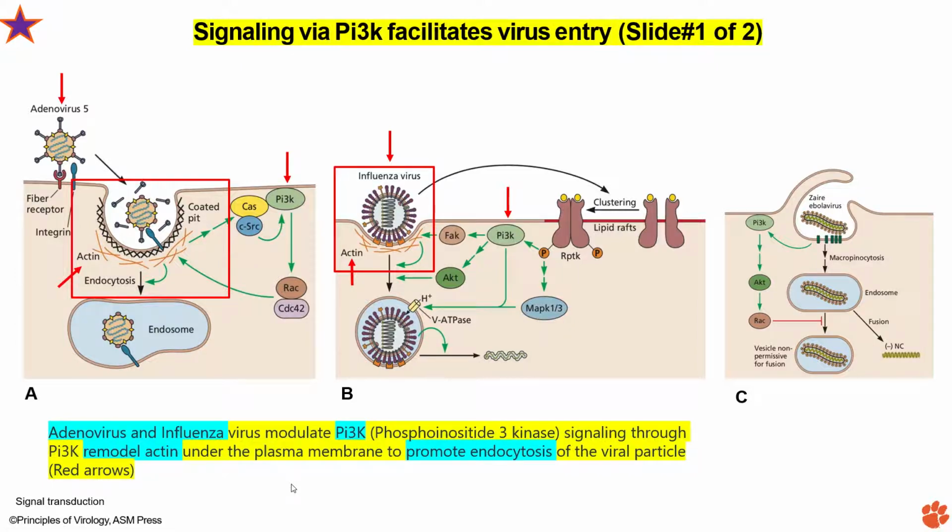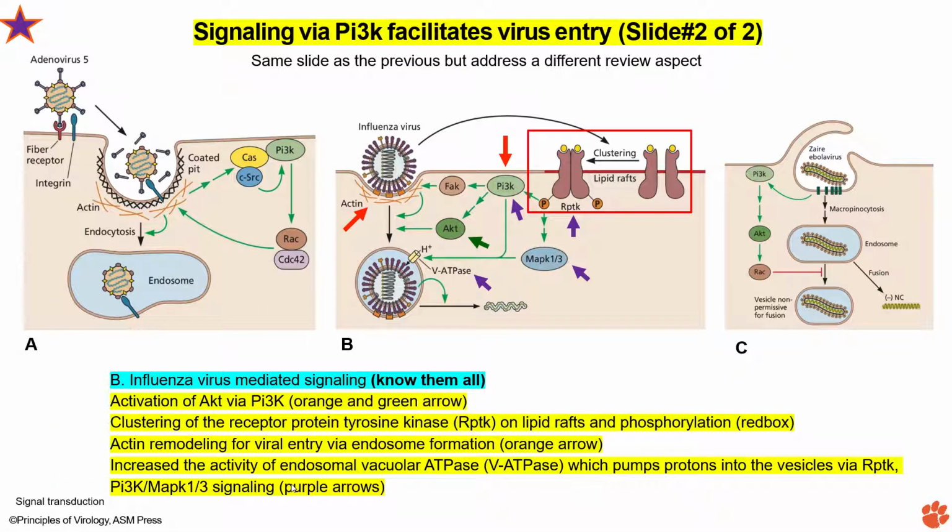Then, same slide, second question. So right here is signaling via PI3K, and here we can ask specific to influenza virus mediated signaling what the influenza virus is doing. So first, it activates PI3K.